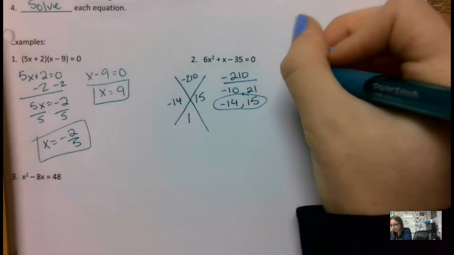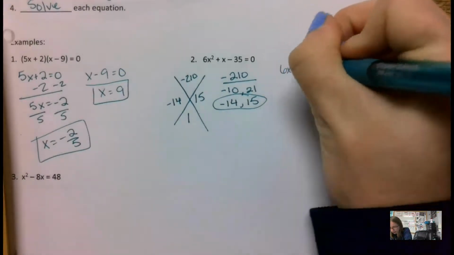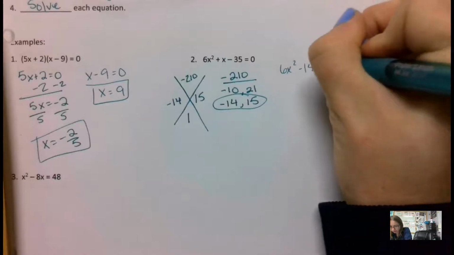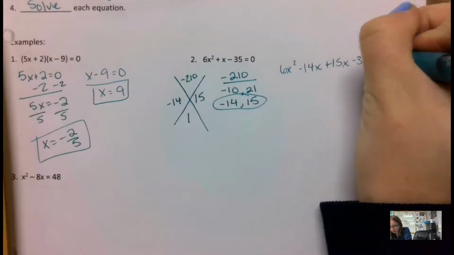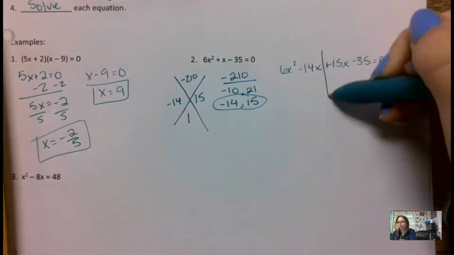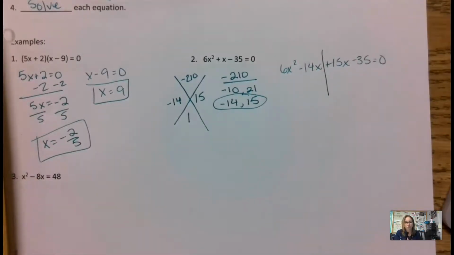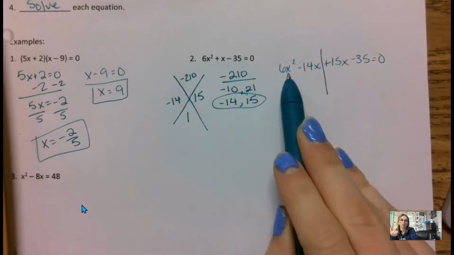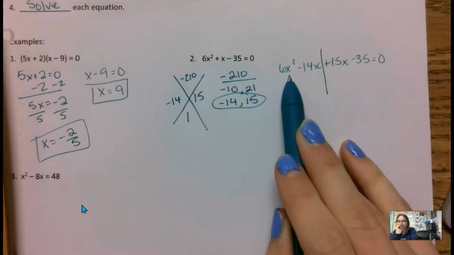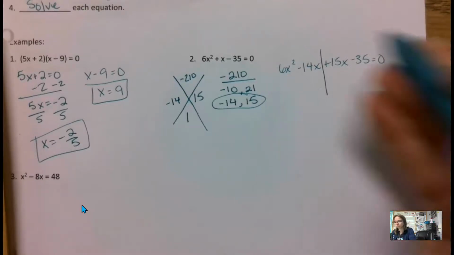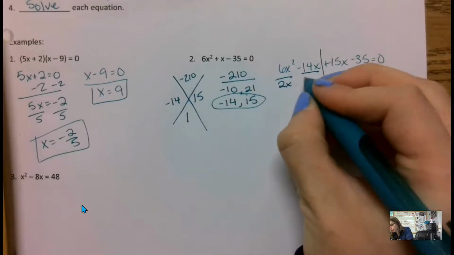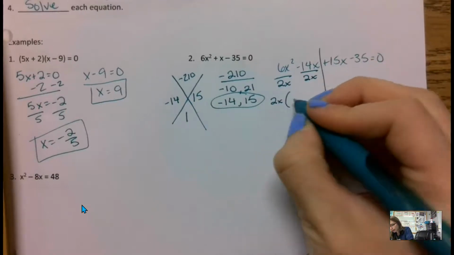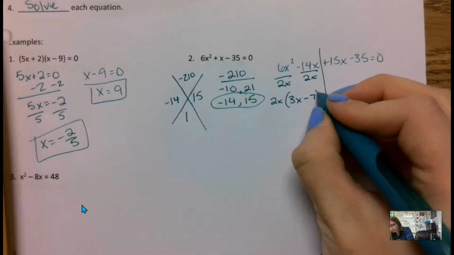Now we just factor. So now I'm going to have 6x squared minus 14x plus 15x minus 35. And I want you to go ahead and just pause and factor this on your own. And now I'm going to do it. Okay. So my greatest common factor here, I have an x in both of those, so I'm going to have to make sure to take out an x and a 2. So I'm going to take out a 2x from both of these terms. So I end up with 3x minus 7.